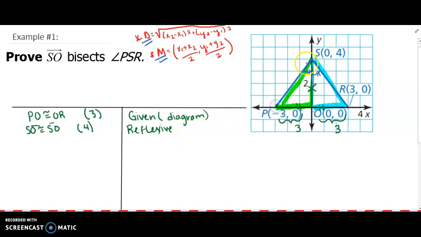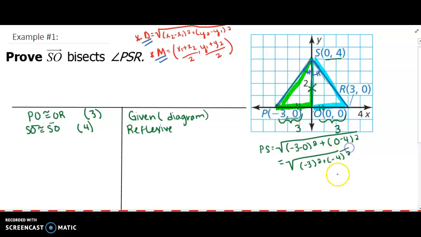Okay, now I want to find the distance here and the distance here. So PS. Okay, so for PS, I'm going to use 0, 4 and -3, 0. So I could say the square root of -3 minus 0 squared plus 0 minus 4 squared, which is equal to -3 squared plus -4 squared. Remember, a negative number squared is a positive number. So this is 5.